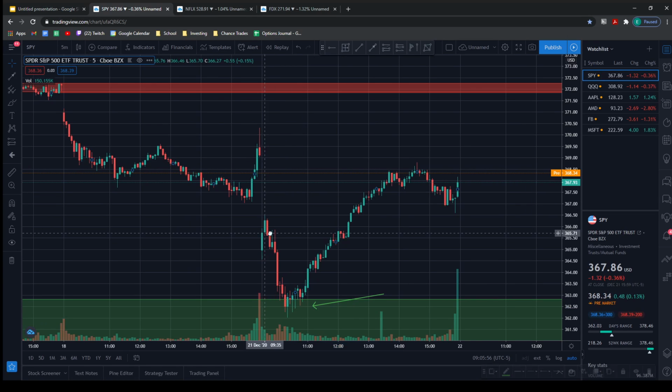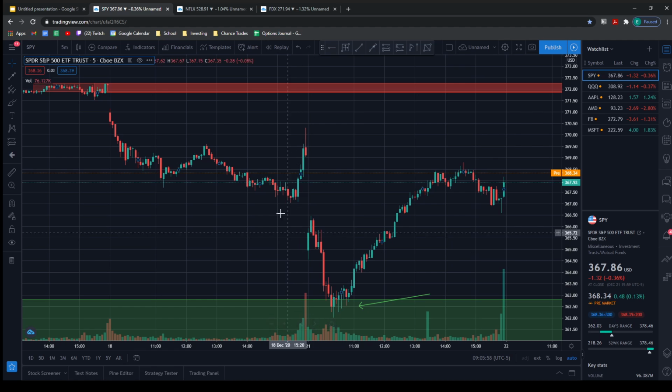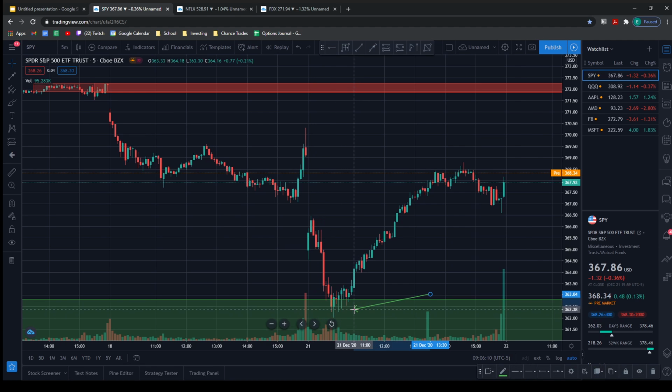So here on SPY, we can see that price came into a support level or a demand zone. I can talk about these zones in another video, but price came down and hit these lows of about 362, and we start to see lower wicks. On all these candles, each of these candles, you can see lower wick, lower wick, lower wick, lower wick. So what these lower wicks tell us is that buyers are stepping in and becoming more and more aggressive.